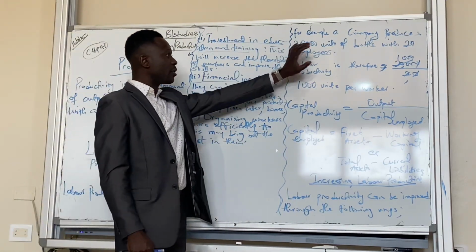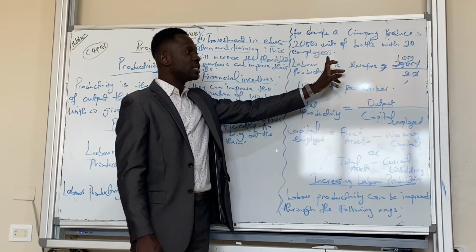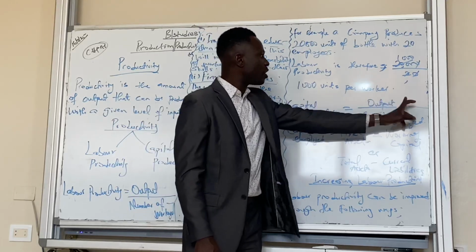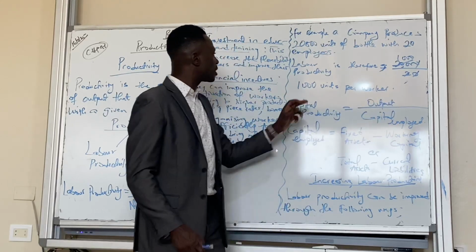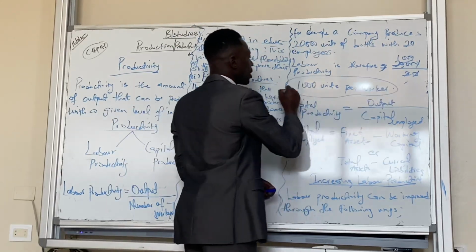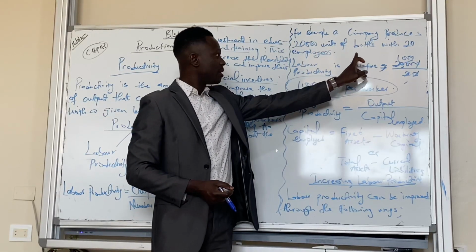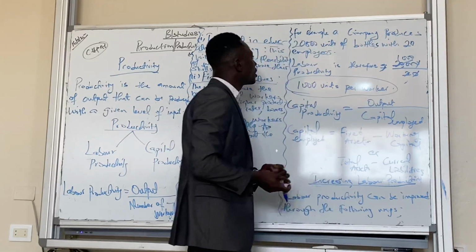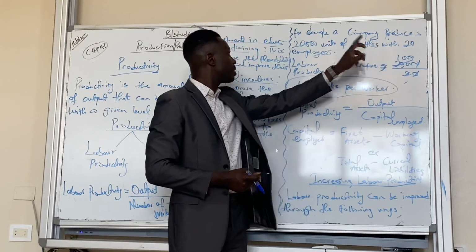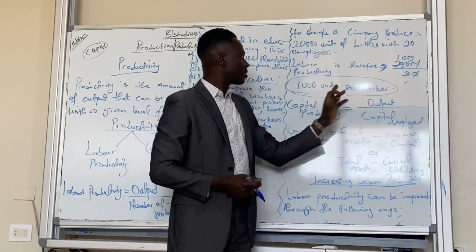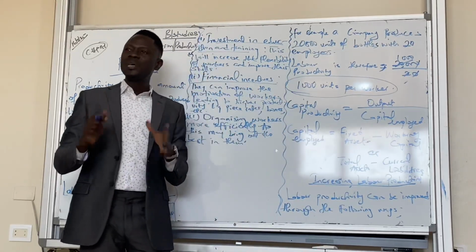So we have a question here. For example, a company produces 20,000 units of bottles with 20 employees. So the labor productivity here is output, which is 20,000, divided by the number of workers, 20. So labor productivity here is 1,000 units per worker. Do we get it or not? Yes. 20,000 units of bottles were produced with 20 employees. So it is output divided by the number of workers or employees. So 20,000 divided by 20. That means each employee produces 1,000 units. Is it clear? Yes. So that is labor productivity.